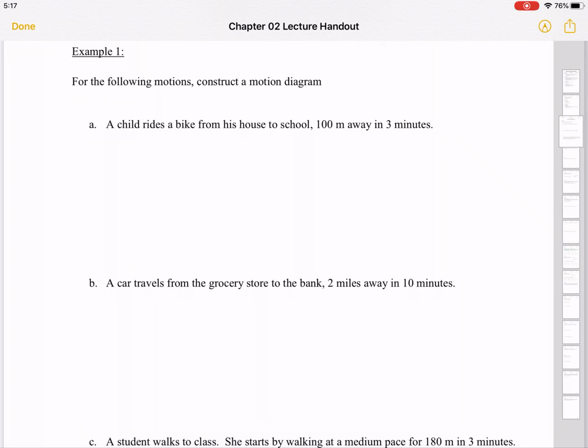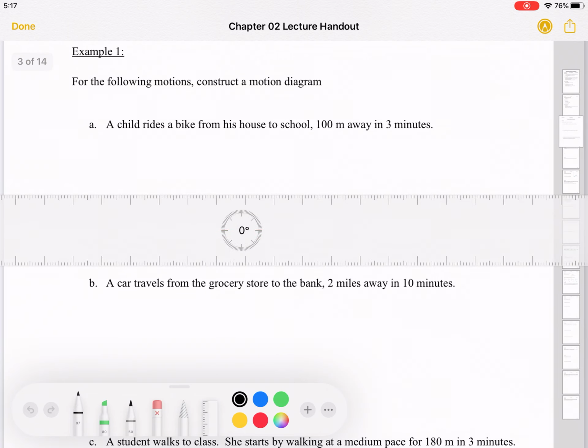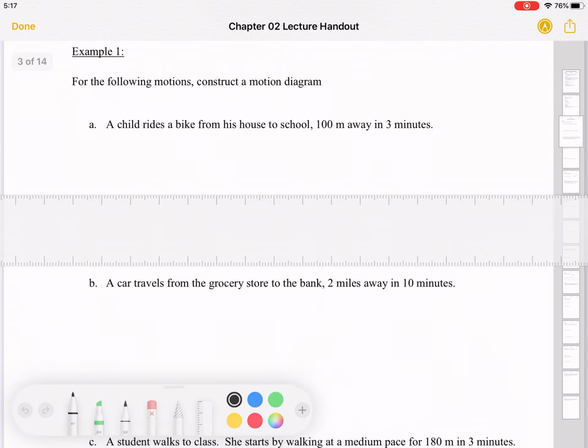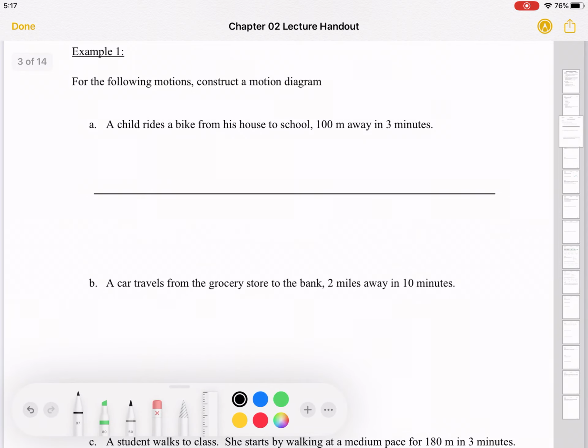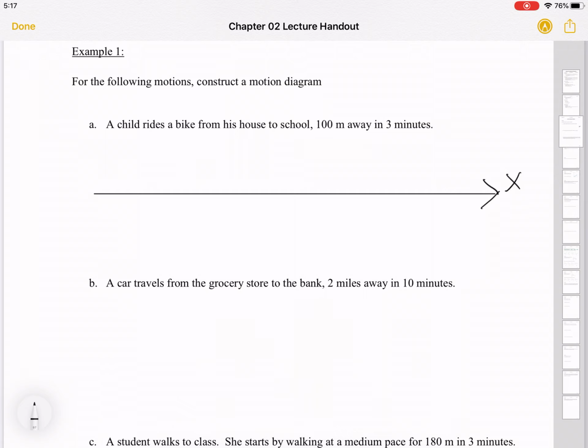So a child rides a bike from his house to school 100 meters away in 3 minutes. Okay. So let's do this. Let's draw axes. Because again, I need to know where my origin is. And I can draw a straight line. Let's call this the x-axis. So this is one-dimensional motion, which is what we'll stick with in Chapter 2. I think in Chapter 3 we move to two-dimensional motion.